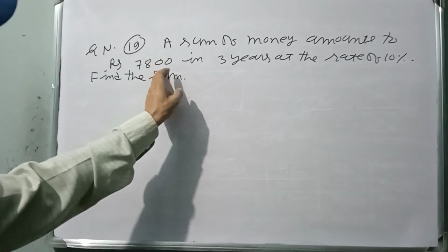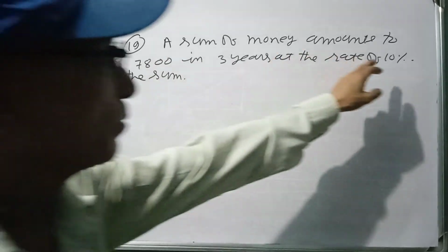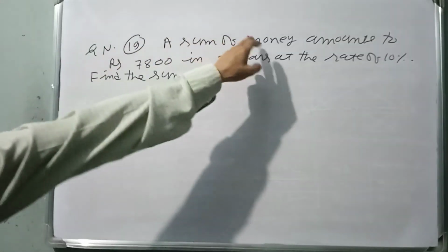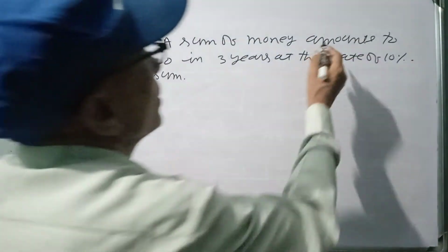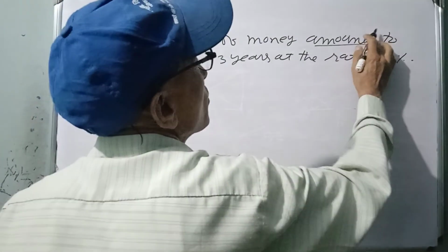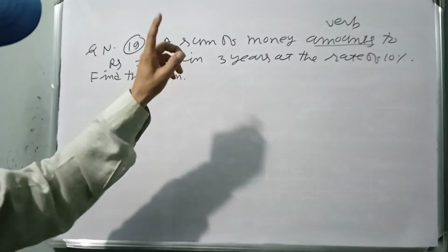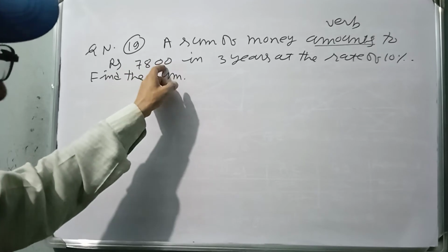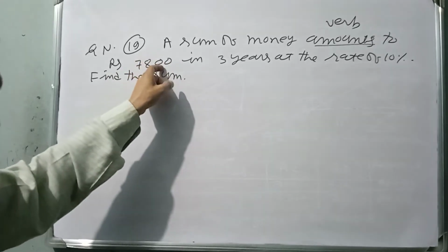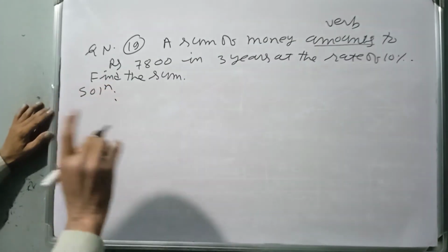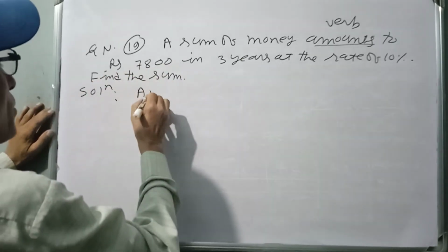Which money, when kept for 3 years at 10% rate? Here "amounts" is used as a verb, not a noun. It becomes 7,800. What is this? It is not principal P. It is amount A, time and rate. You have to find the interest. You cannot find interest now. Or the sum of money. What is the amount?